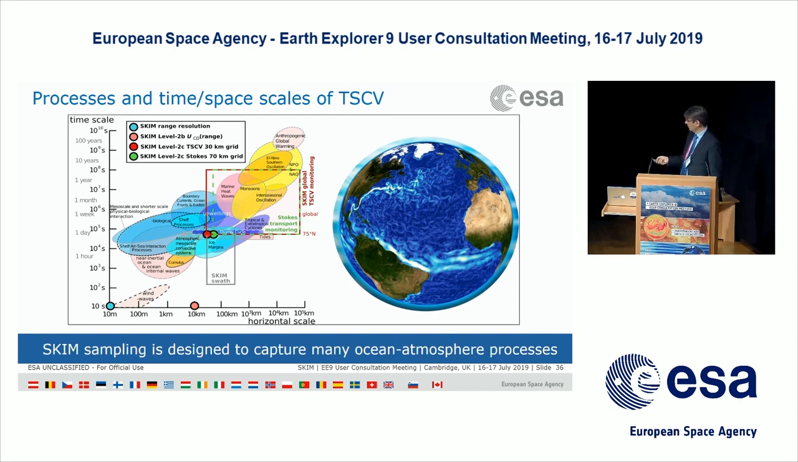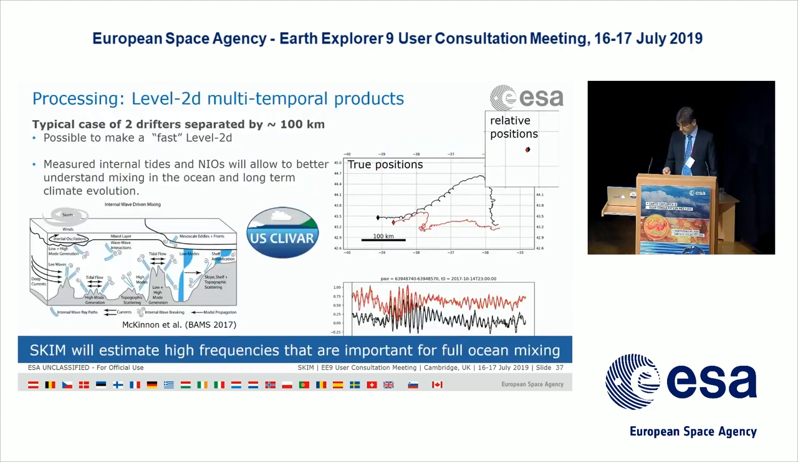Now, there are possibly some difficulties in retrieving fast motions. This is an example showing you that actually fast motions can have large space and time coherence, and there's some possibility to separate these fast motions from the data. These are drifter pairs, and you can see that even if they're 100 kilometers away, they're still coherent. And so we have a way to separate this fast motion and be able to measure things like the internal tides and near inertial oscillations that are very important for ocean mixing.